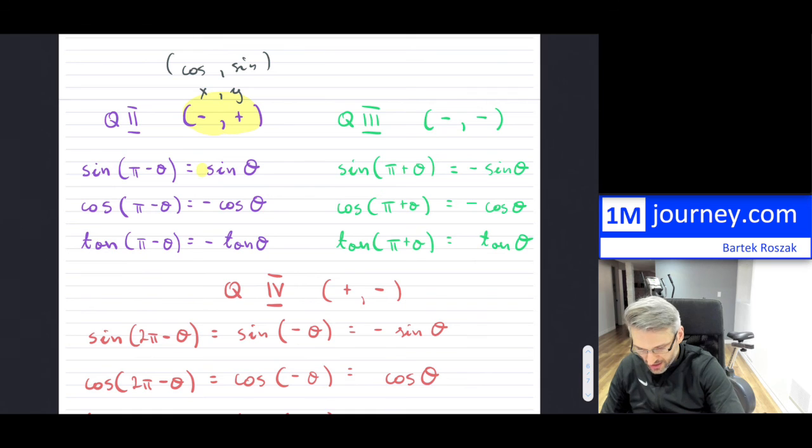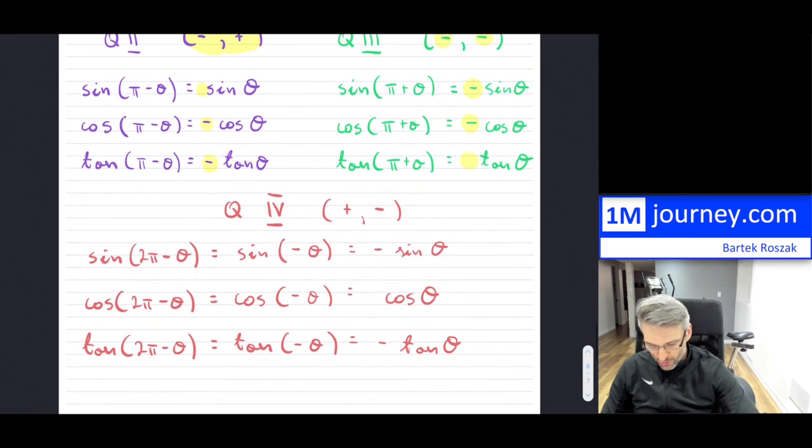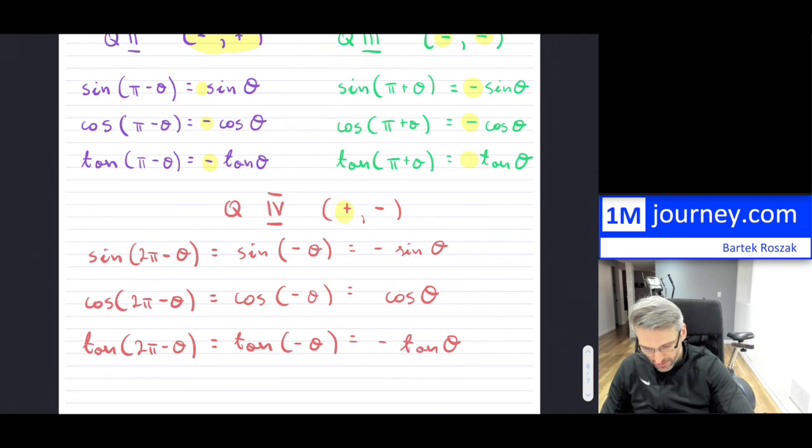Notice that sine is positive and cos is negative in the second quadrant, so one over the other is still going to be negative. Here, both of them are negative, so this becomes positive because a negative divided by a negative is positive. In the fourth quadrant, my cos is positive and my sine is negative, and if you do one over the other, it will be negative as well. And then those are the equivalences.